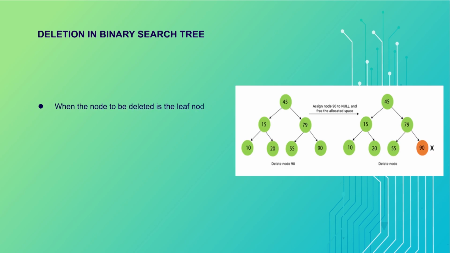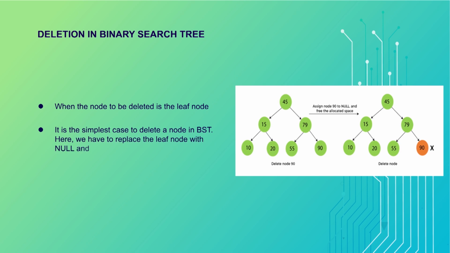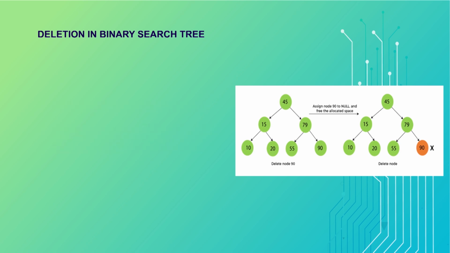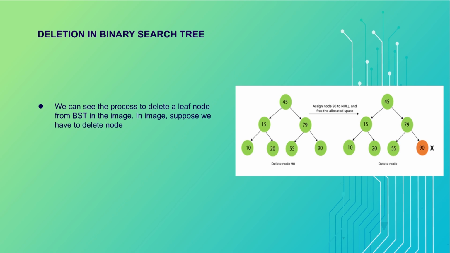When the node to be deleted is a leaf node, it is the simplest case to delete a node in a binary search tree. Here we have to replace the leaf node with null and simply free the allocated space from the tree. We can see the process to delete a leaf node. A leaf node means the last element, the external node which doesn't produce any child, that is called a leaf node.